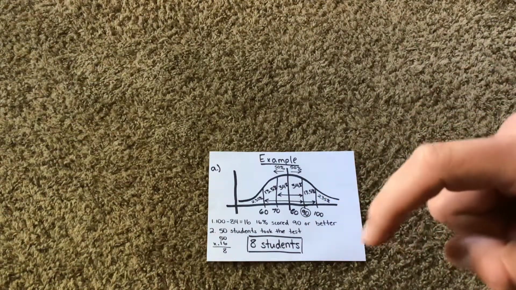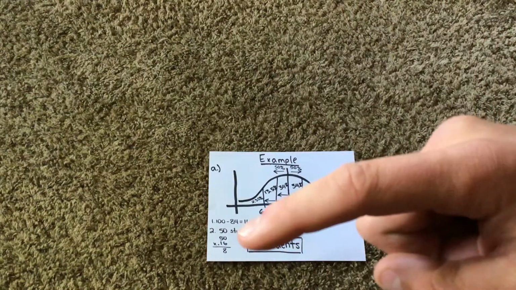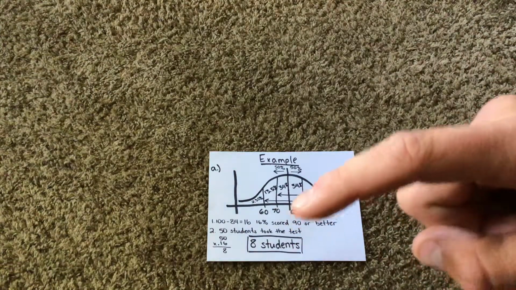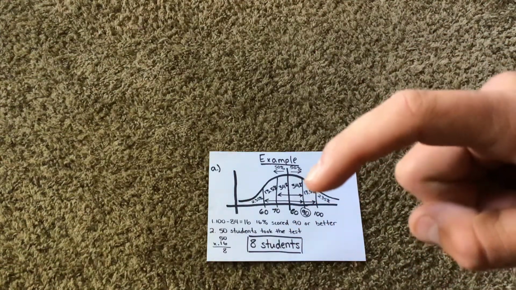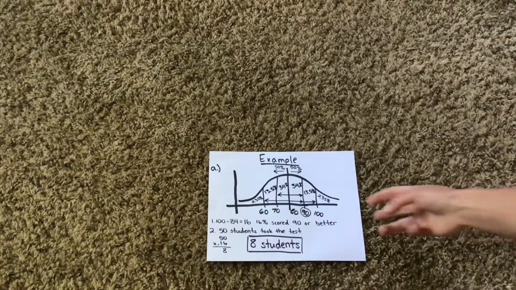So all we need to do is multiply. We know that 50 students took the test, so we can multiply 50 times 0.16, and we get 8 students. So we know that 8 students got 90% or better on the test.